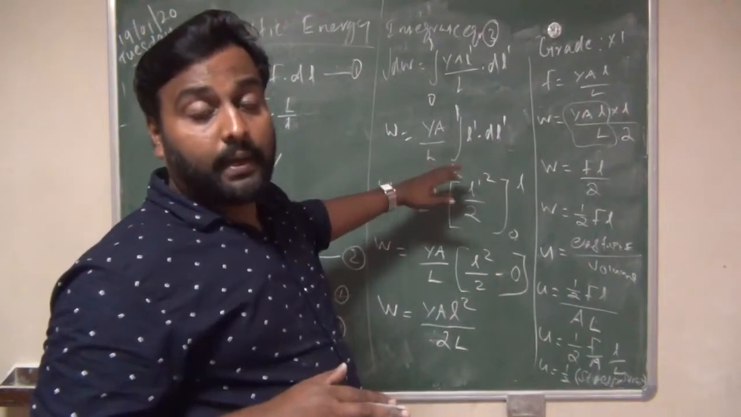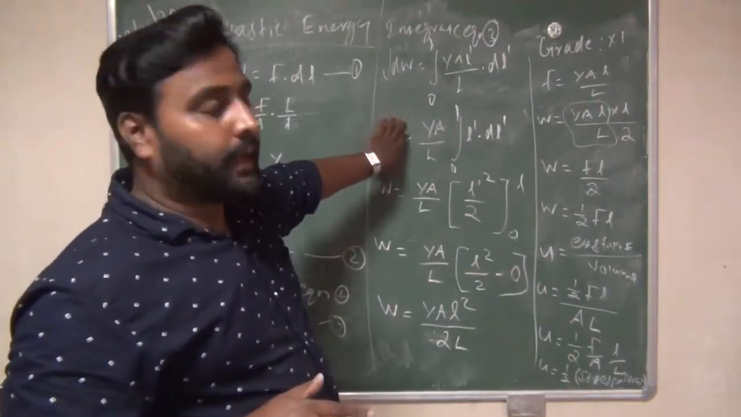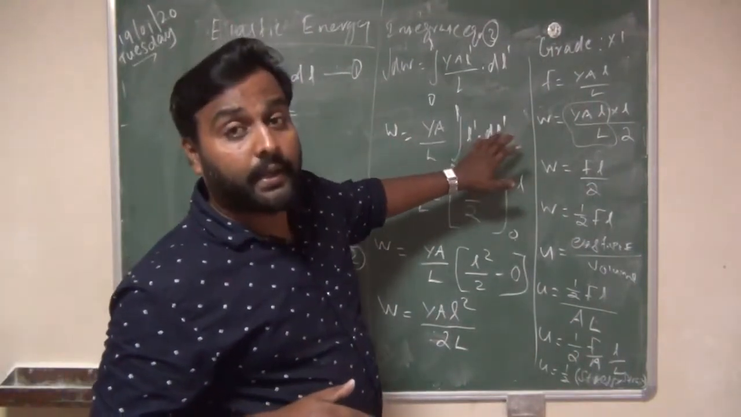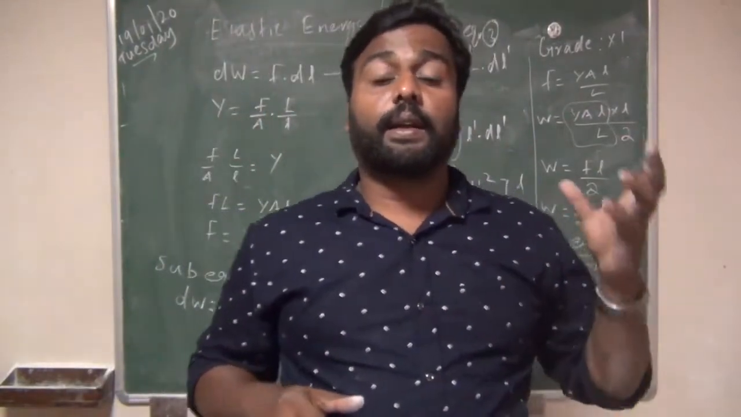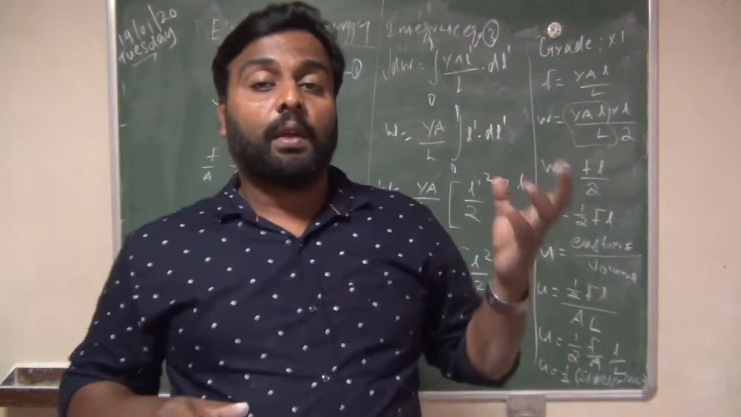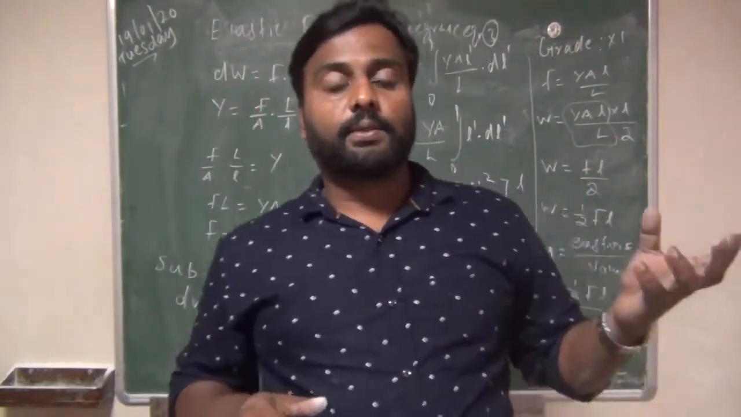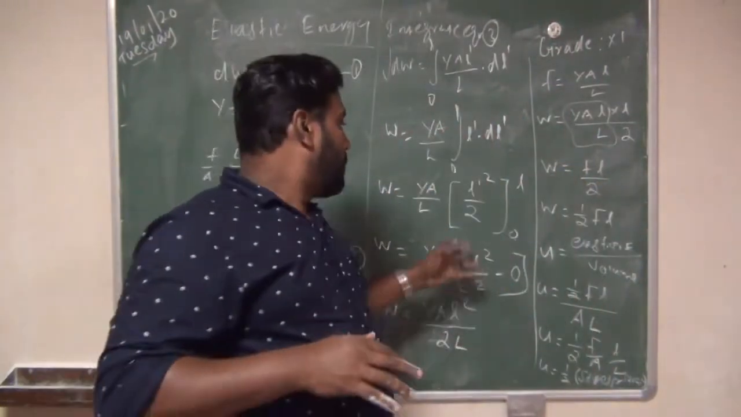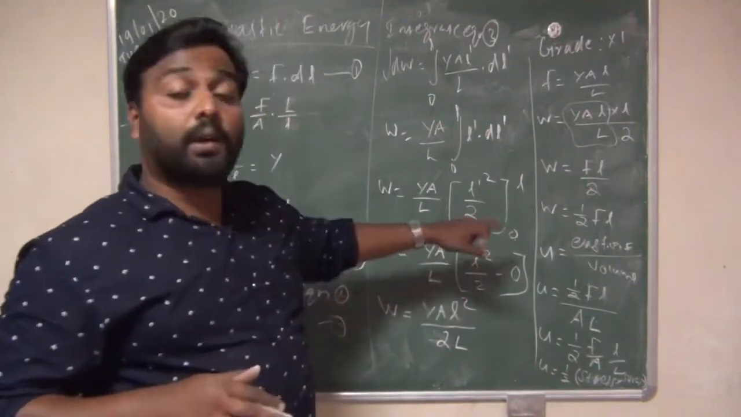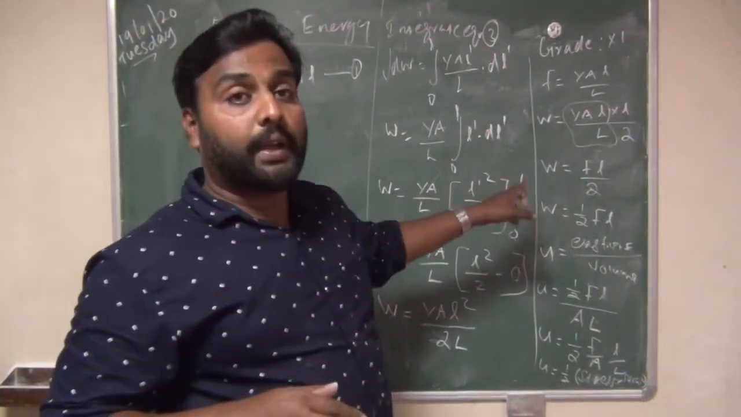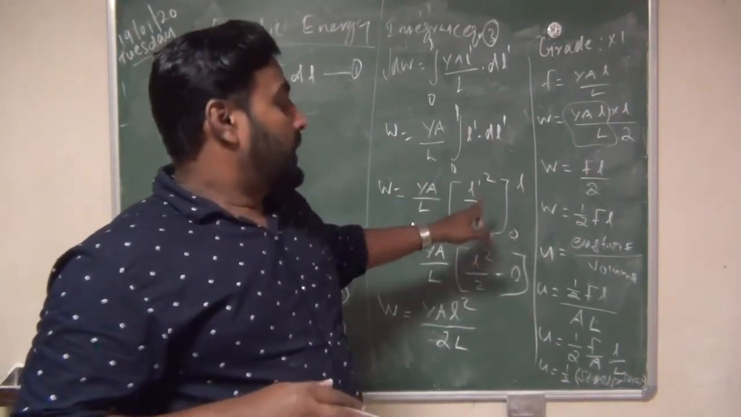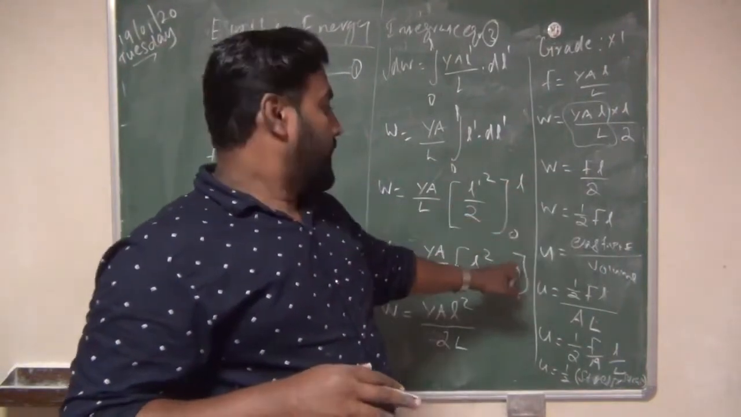Now YA by capital L is constant, so we take it outside. We have to integrate l dash dl dash. Integration of x dx, we know, is x square by 2. So here l dash dot dl dash gives l square by 2. So l square by 2 we are writing. Now applying the limit, upper limit minus lower limit. The upper limit is l, and the lower limit is 0.